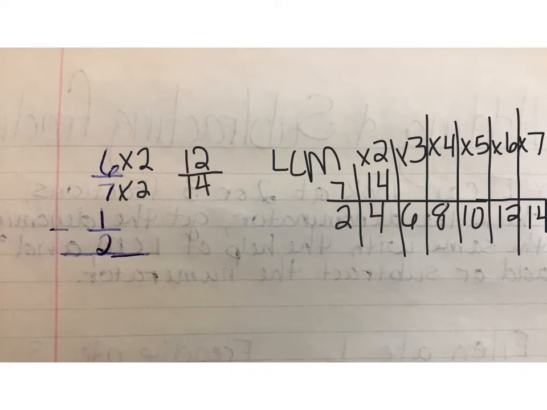Oh, 1/2 does not have 14 on the bottom, so I'm going to multiply by 2. Oh, not 2. I'm going to multiply by 7. This one's a different one than the first one. Multiply by 7, I get 7/14. And now I'm going to subtract, bring my 14 down, and 12 take away 7 is going to be 5. Simplify if I can. If not, cool, move on.